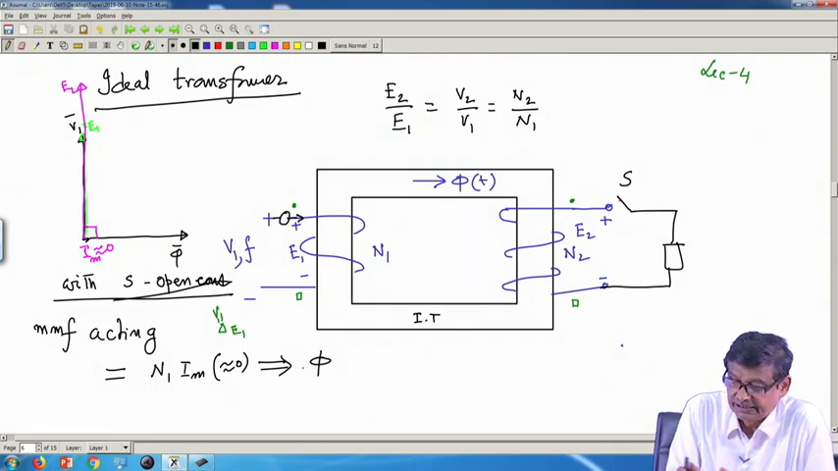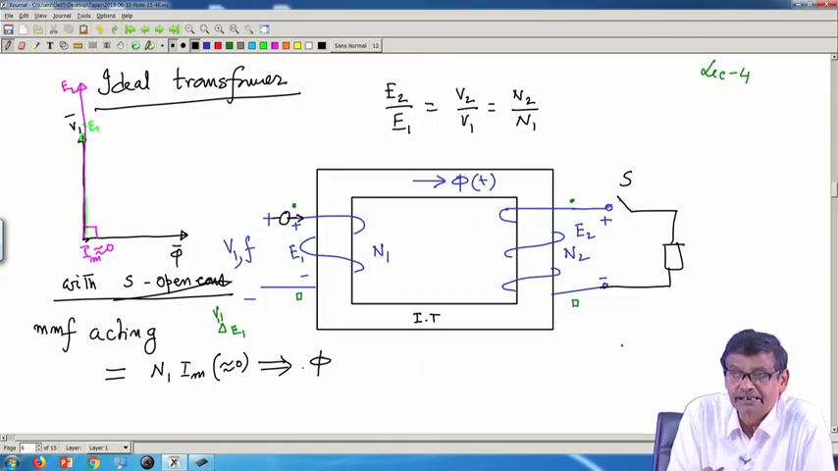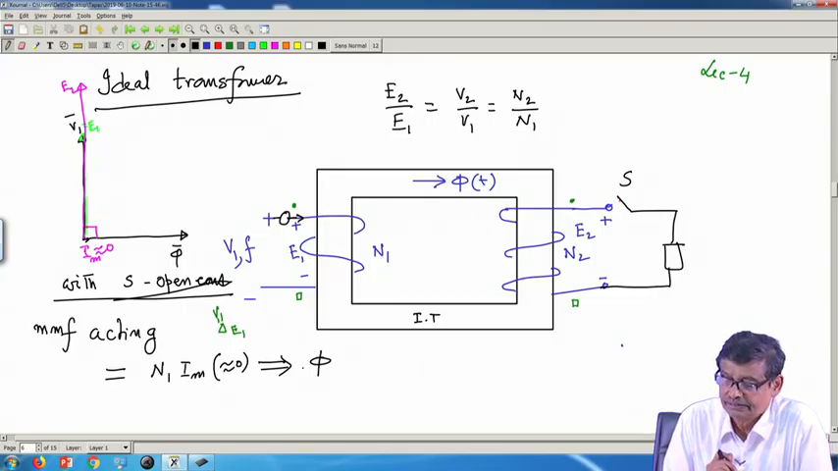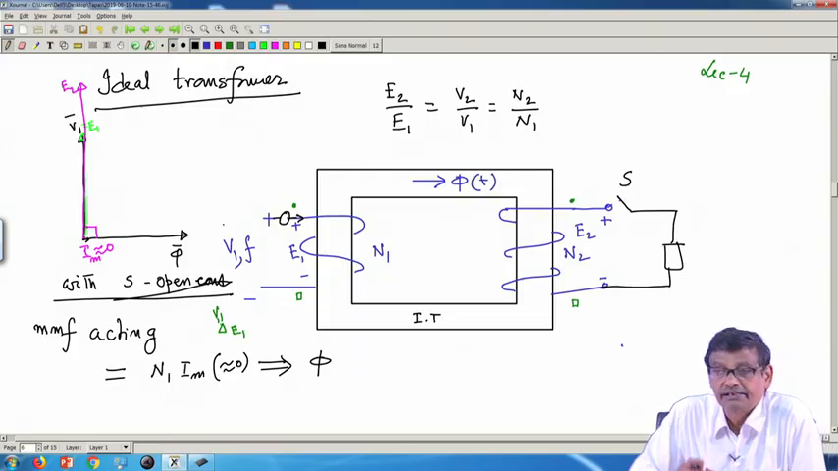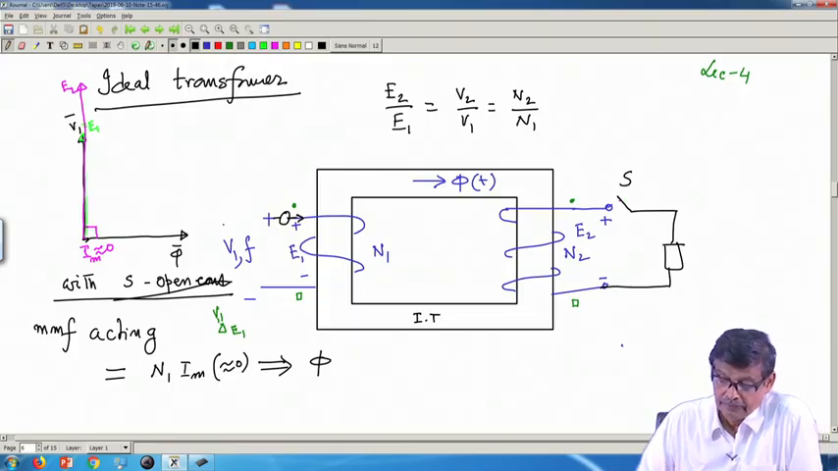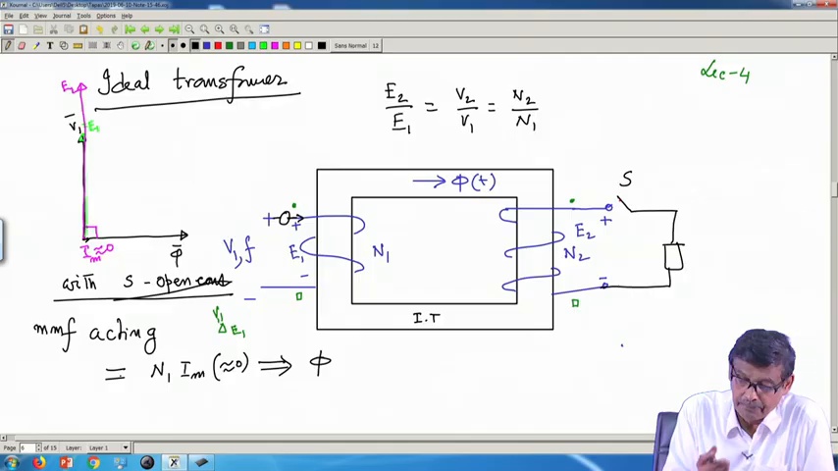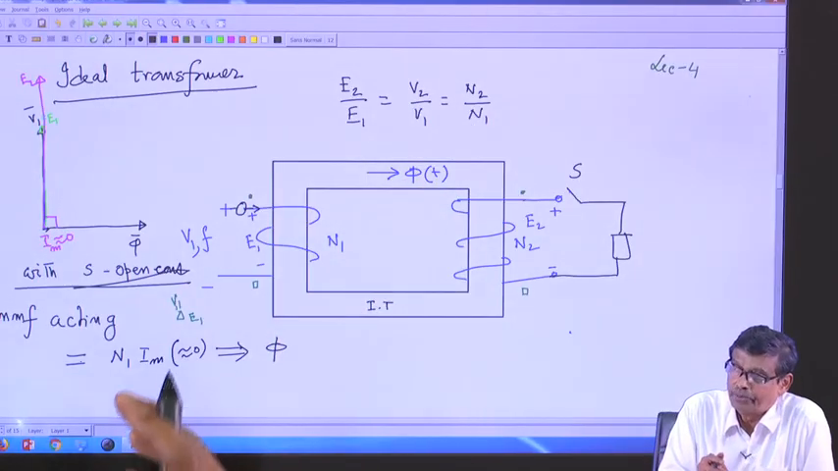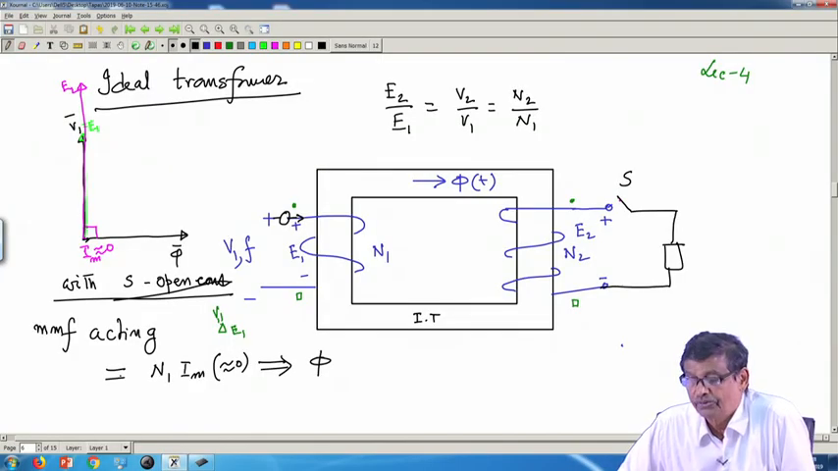This created this flux phi inside the core, N1 Im by reluctance, is not, N1 Im created the flux phi in the core. So the amount of MMF necessary to create the flux phi is known to me, N1 into Im. Now, listen carefully to what I am telling.